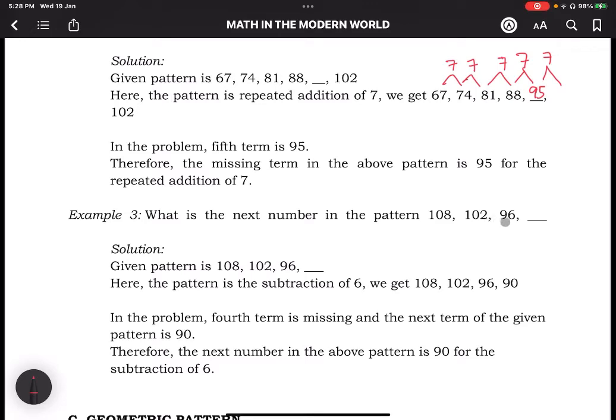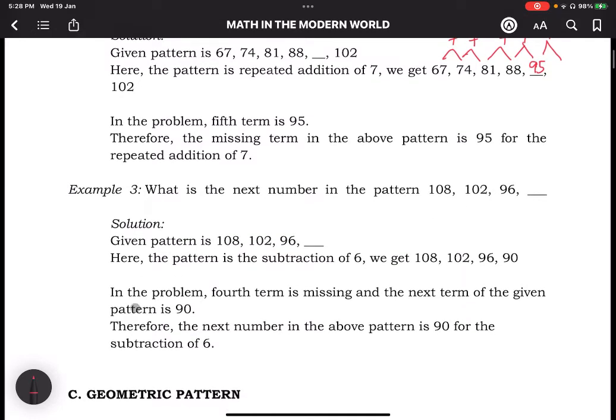Example number 3: what is the next number in the pattern 108, 102, 96? The answer is 90. Why? Because we have a descending sequence which is formed by subtracting repeatedly by 6. So 108 minus 6, 102 minus 6, 96 minus 6 will give us the next term.